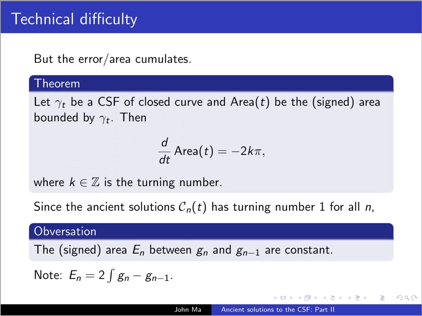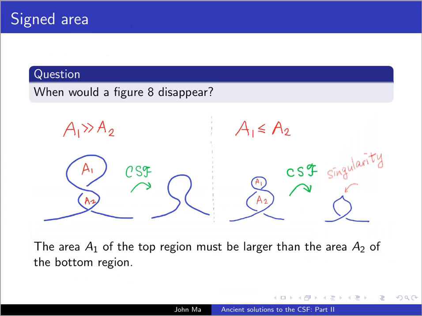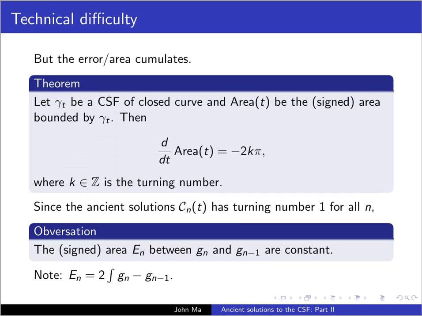Okay, but on the other hand, this is actually posing a technical difficulty because of the following. So this area, which I call the error, which is more or less, roughly speaking, the difference between A1 and A2, I call this the error. This error actually will not go away, will stay there forever. This is a property of curve shortening flow.